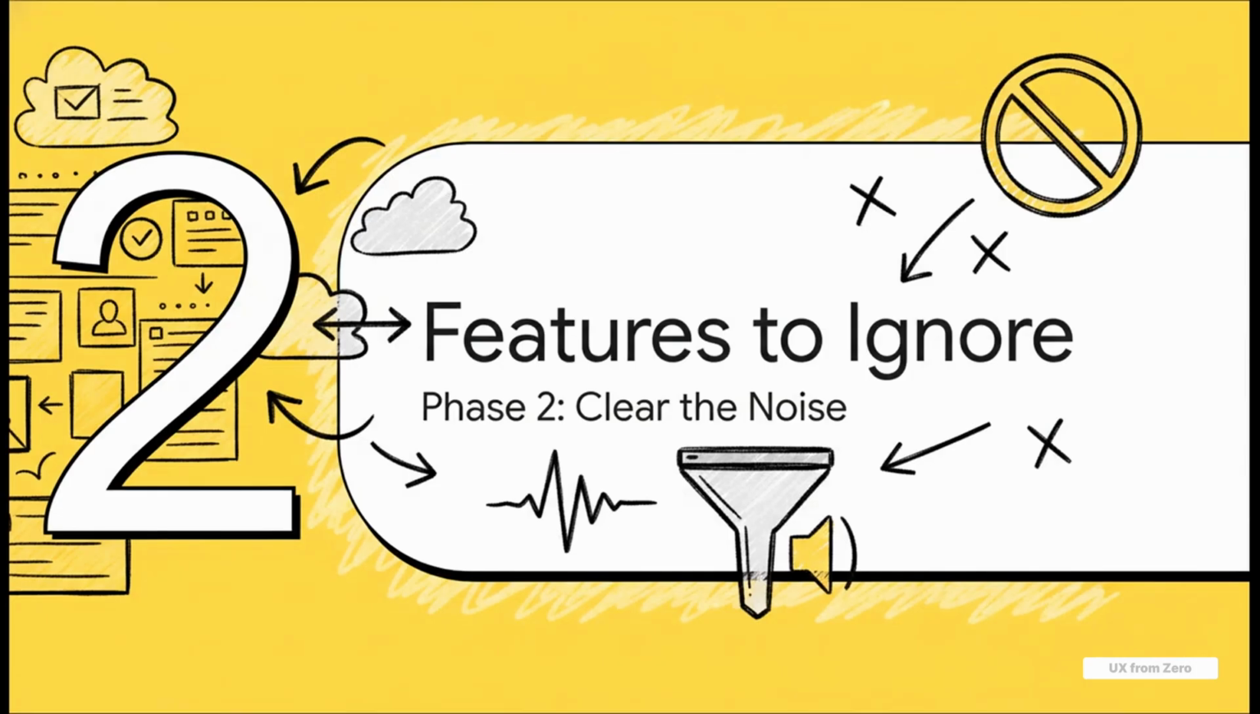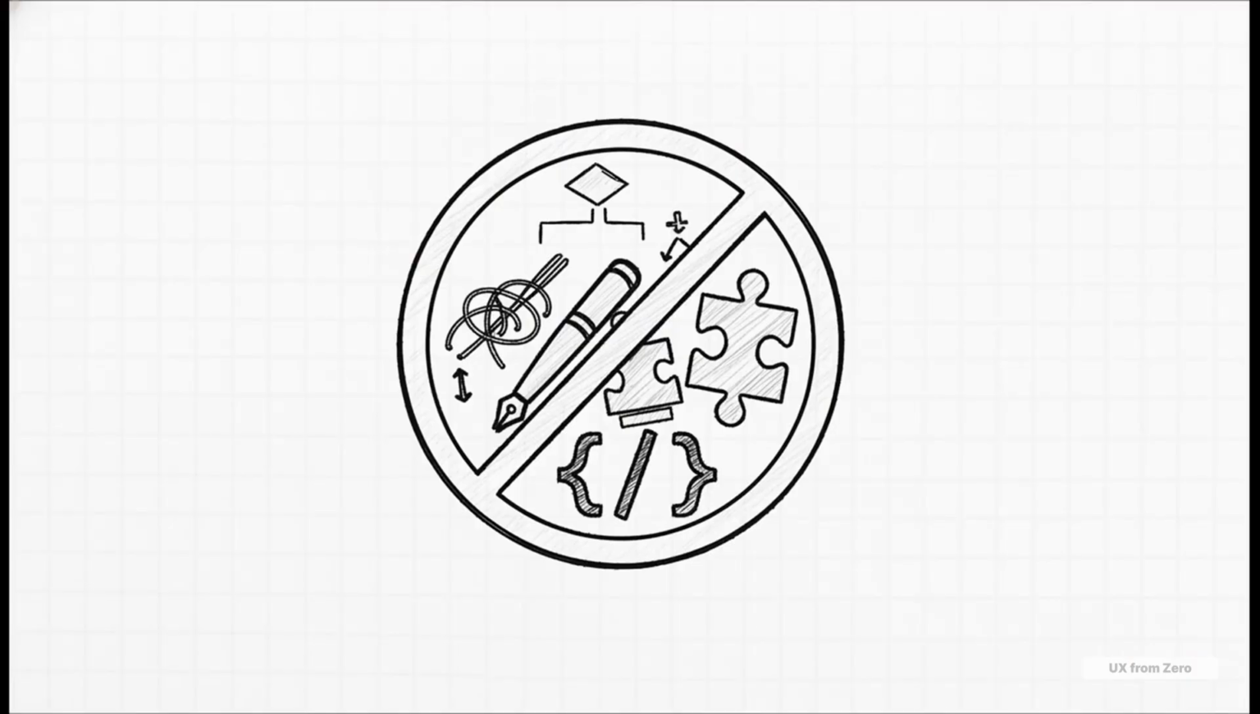All right, on to Phase 2, and honestly, this might be the most valuable part of this whole roadmap. We're going to talk about all the shiny, complicated features that you have my full permission to completely and totally ignore when you're starting out. This is all about clearing the noise. So here's your official Ignore for Now list.